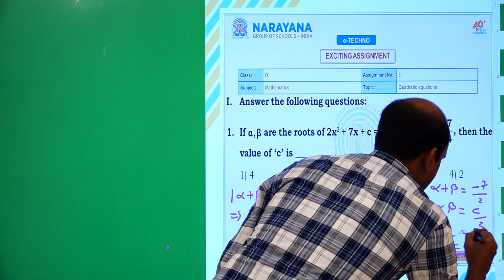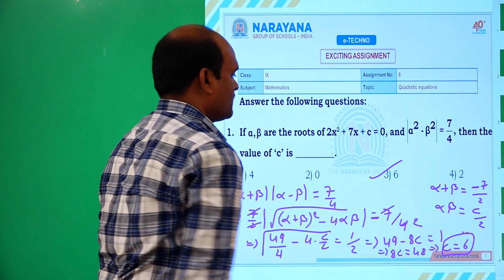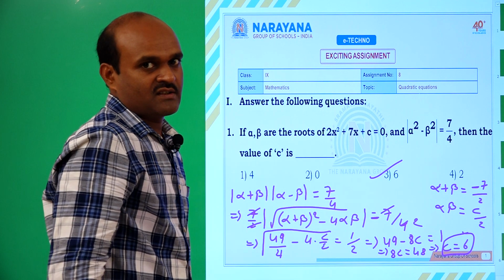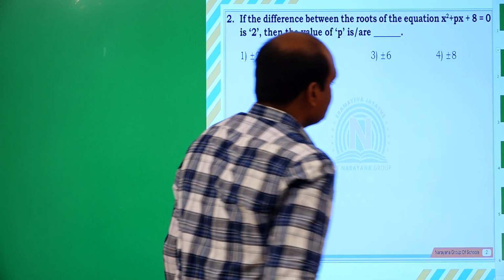So the answer is c is equal to 6. So the value of c is 6. Option 3 is the correct one. Next, coming to the next problem.